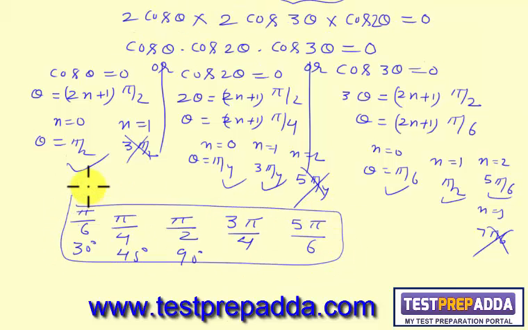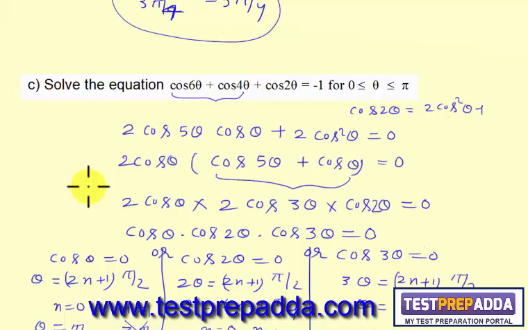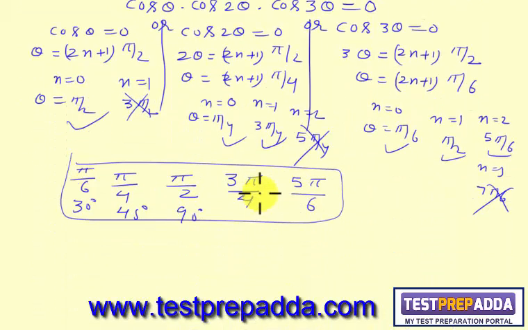These are the solutions for the equation cos 6 theta plus cos 4 theta plus cos 2 theta is equal to -1, and here the domain was restricted to 0 to pi. Okay, 5 pi by 6 can also be written as 150 degree, and 3 pi by 4 can be written as 135 degree. Now I'll take one more question here.